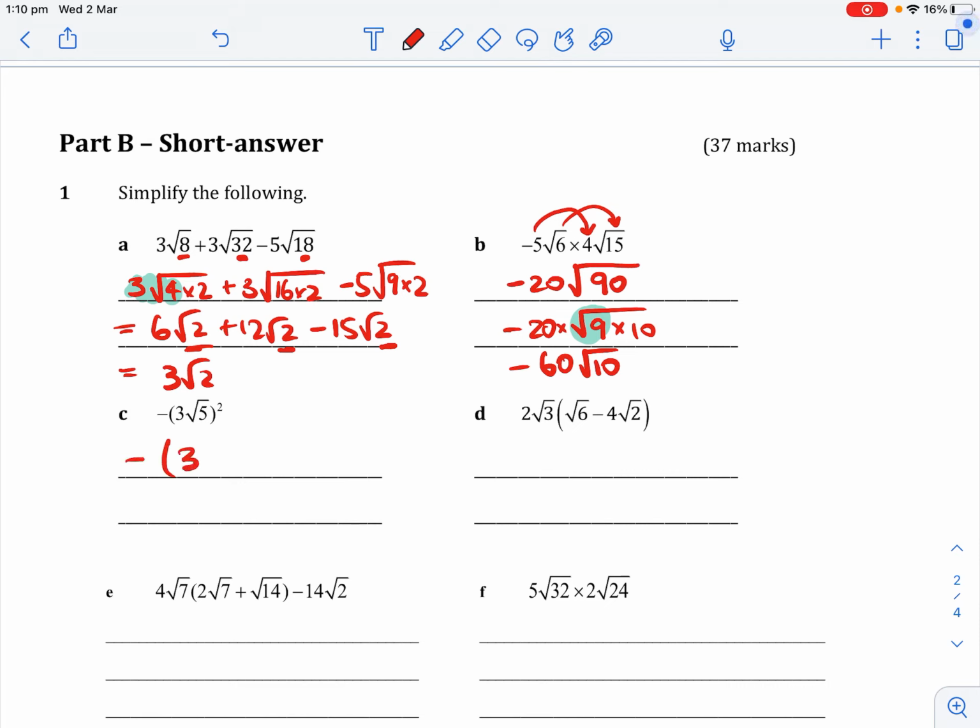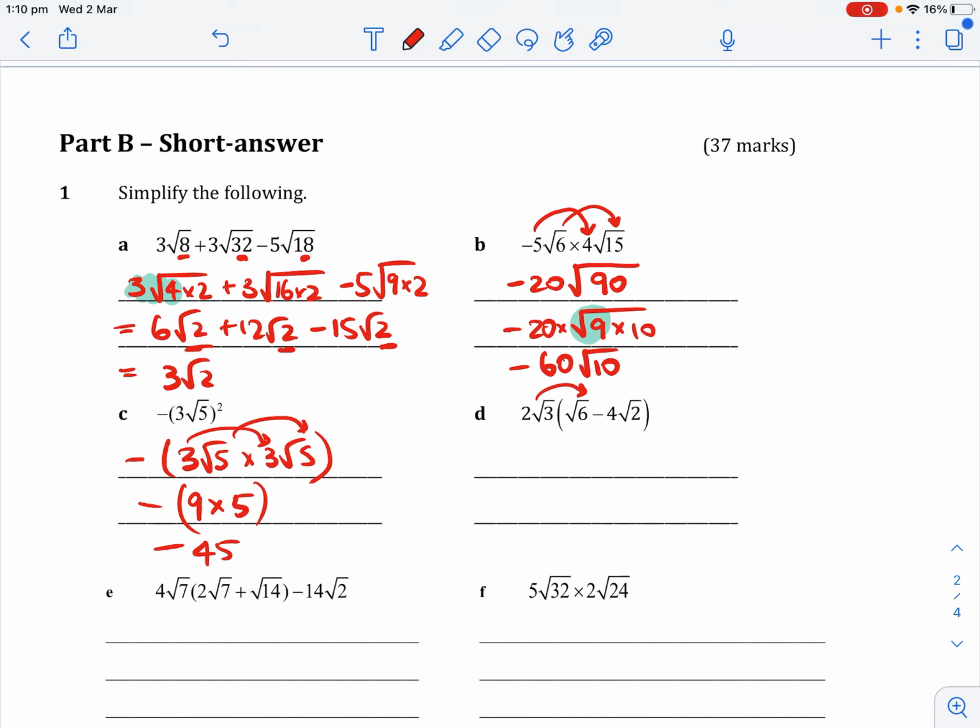Next problem, squared means times it by itself. Most students found it easiest to write it like this. And then 3 times 3 is 9. Root 5 times root 5 is just the whole number 5. And out the front, I've got a minus sign. 9 times 5 is 45, so it's negative 45.